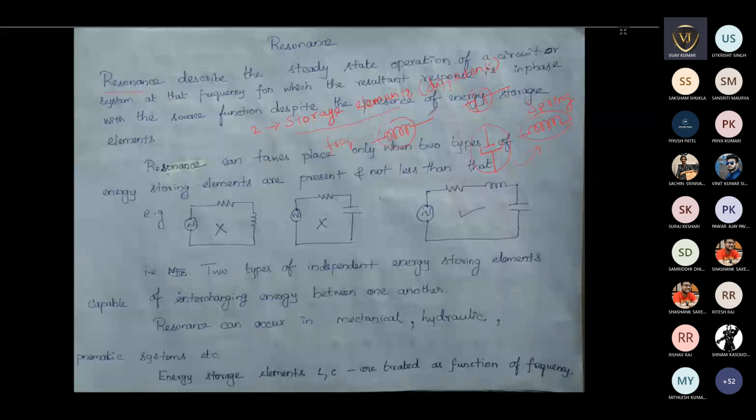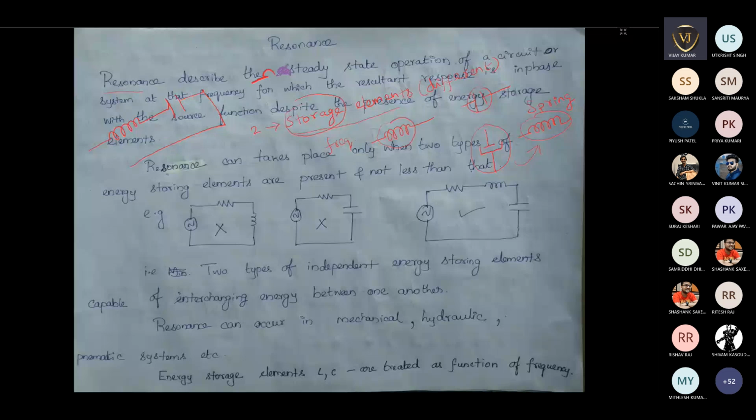So the point to be noted here is, for a resonant condition to occur, you need a minimum of two energy storage elements. That is the first case. And the second case is both should be different storage elements. Means, resonance can occur when you are having two different storage elements in the circuit like this.